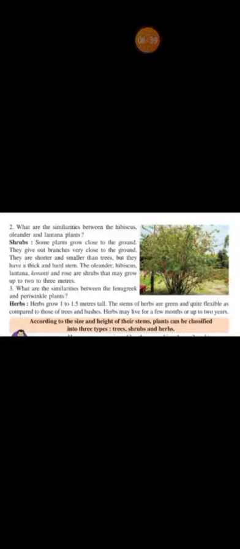The growth of the herb is, children, 1 to 1.5 meters tall. The stems of herbs are green and quite flexible as compared to those of trees and bushes. Herbs may live for a few months or up to 2 years. Fine, children? According to the size and height of the stems, plants can be classified into 3 types, that is, trees, shrubs, and herbs. Fine, children?